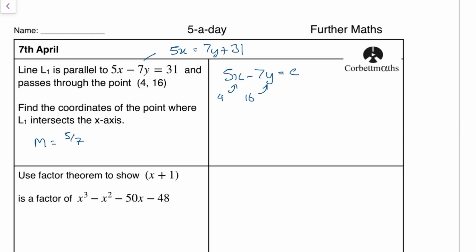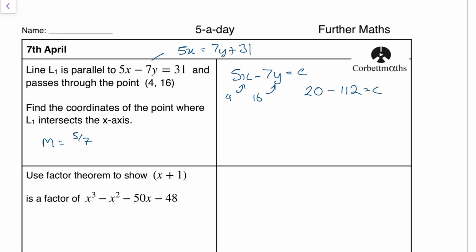So I don't need to do the whole go around in the circle of finding out what the gradient is. So if I put those values in, that gives me 5 times 4, which is 20, minus 7 times 16, which is 112, equals c. And 20 minus 112 is going to be minus 92. The equation, I haven't finished yet. So the equation is 5x minus 7y equals minus 92.